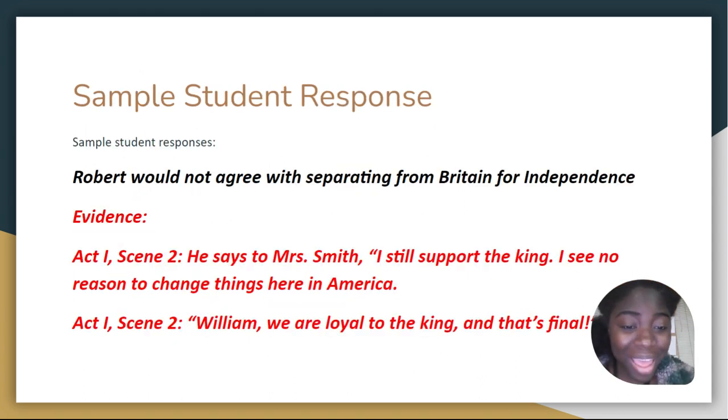Alrighty, welcome back. Hopefully that went well. So we are going to talk about the answers. Again, we talked about how Robert would not agree with separating from Great Britain for independence. We saw that evidence in Act 1, Scene 2, where he said, I still support the king. I see no reason to change things here in America. And we also see in Act 1, Scene 2, when William said, we are loyal to the king, and that is final.